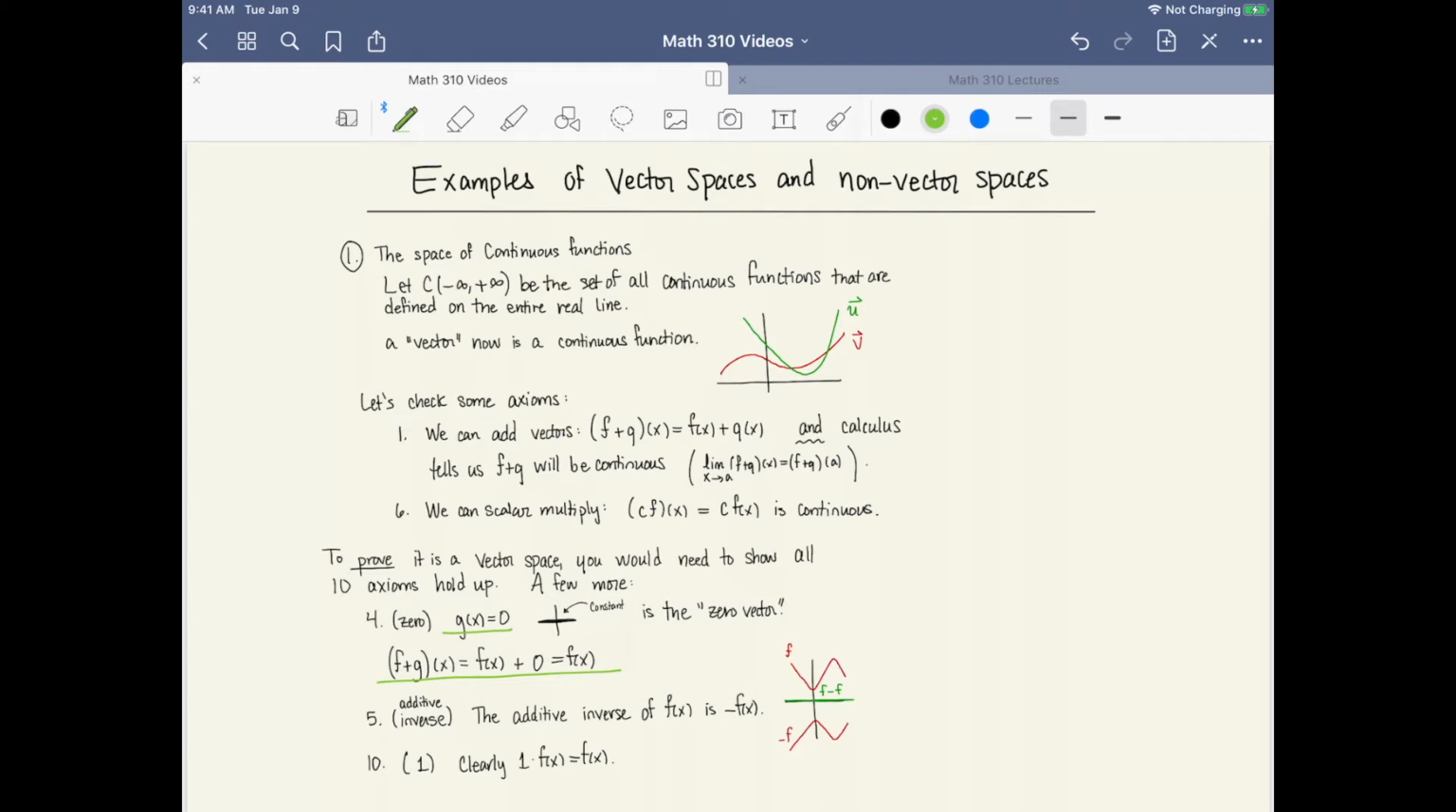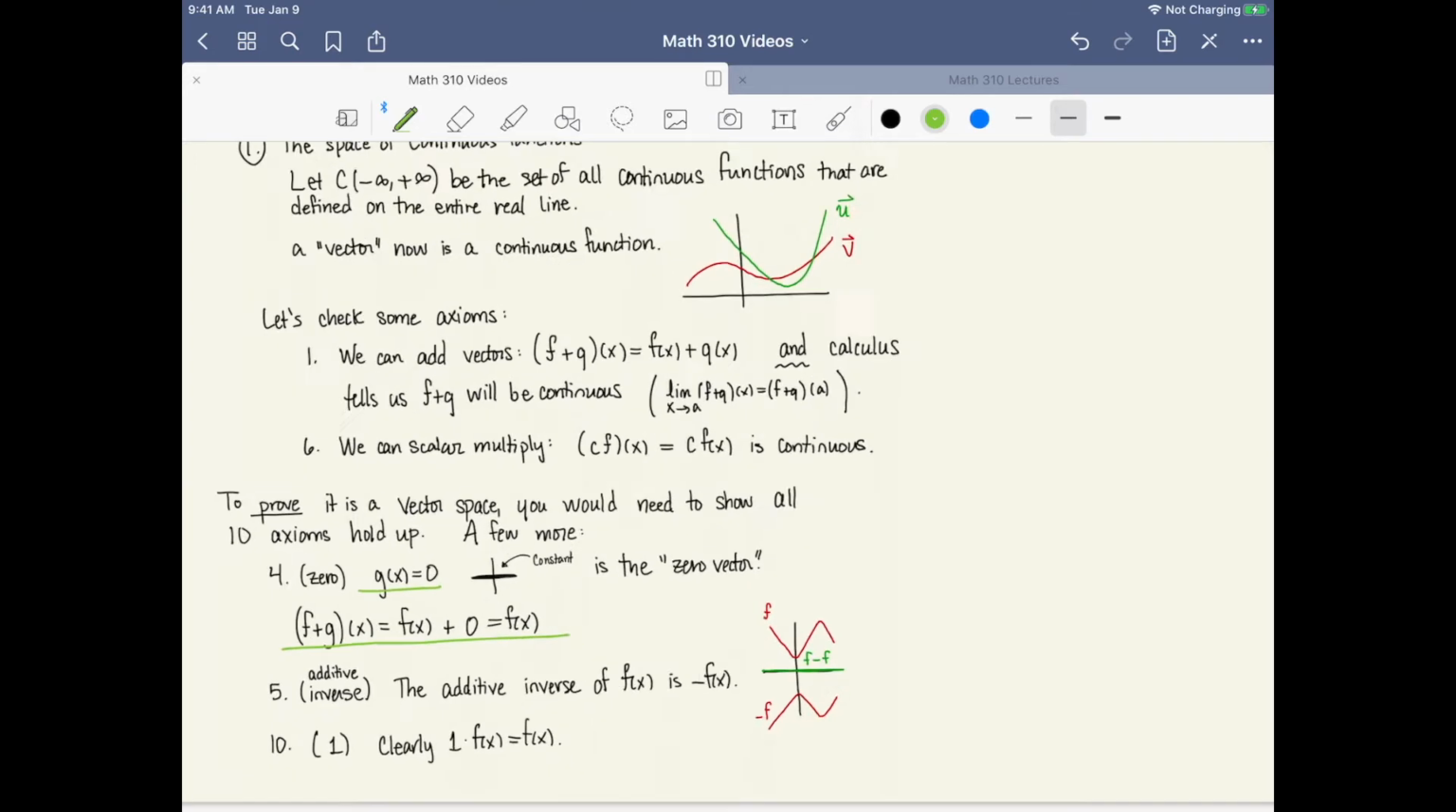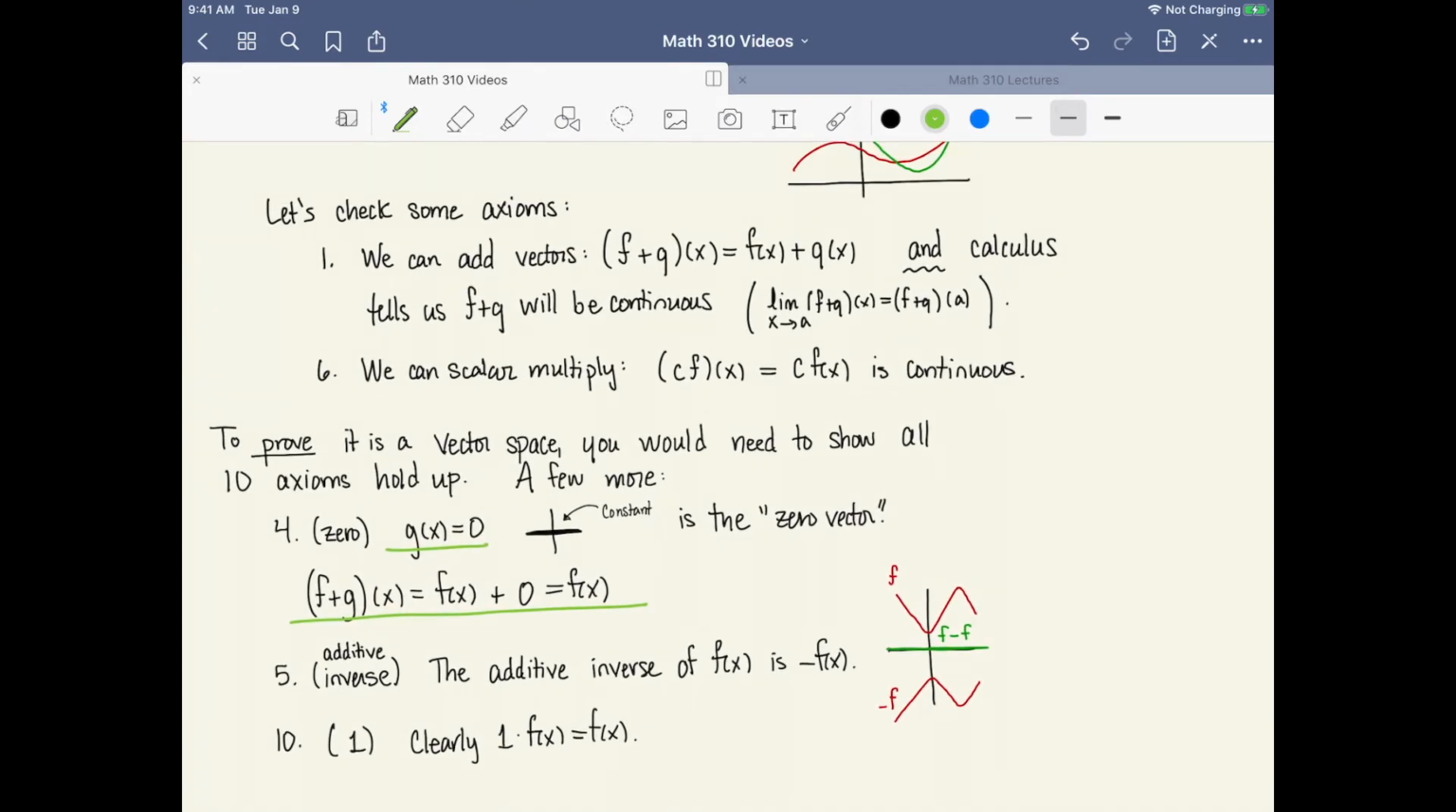Axiom number 5 stated that every vector needed to have an additive inverse. And the natural thing to do when you're dealing with continuous functions is just to change the sign of the function. f plus minus f is certainly going to give you the 0 function. And when you visualize this, your function looks like the reflection across the x-axis, which is what's depicted here. f plus minus f will give you the 0 function. And clearly, if you take the real number 1 and multiply times any function, you get that function back. So axiom 10 is also an easy one to check.